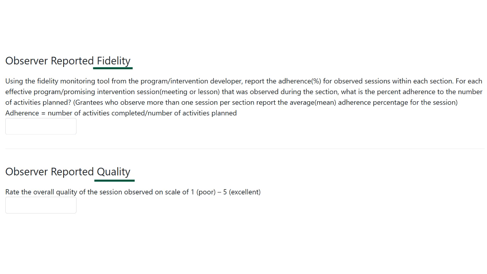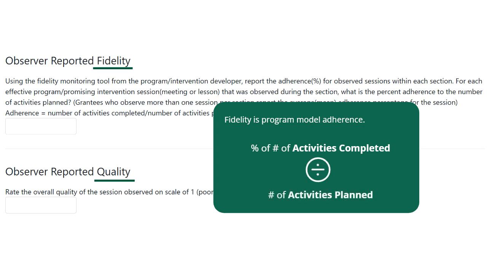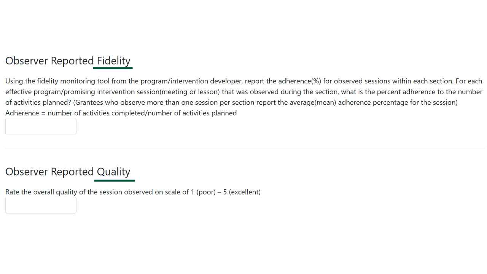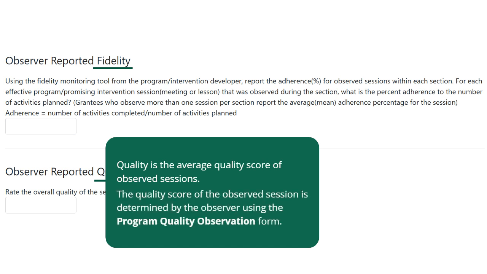Fidelity is program model adherence, which is submitted as a percentage of the number of activities completed divided by the number of activities planned for those sessions. Quality is the averaged quality score of observed sessions. The quality score of the observed session is determined by the observer using the Program Quality Observation Form.